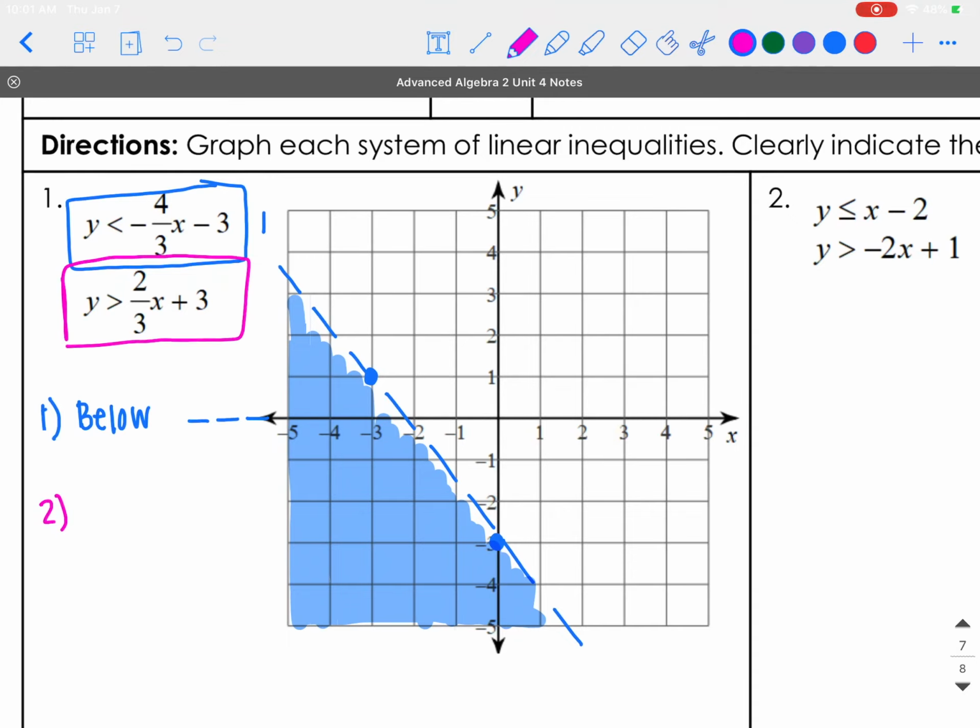That's this one. This one is greater than, so we're shading above, and it's just going to be dashed. So I've got my 3, and my slope is 2/3.